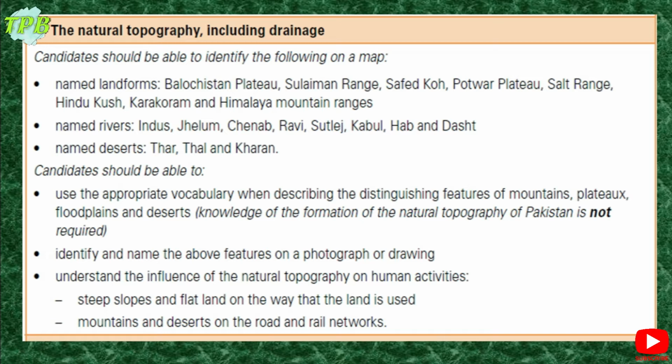So, when you are learning the cross-section of the Doabs, you might find meandering is also included in some books, but you don't have to learn how meandering takes place. Identify and name the above features on a photograph or drawing. Understand the influence of the natural topography on human activities. Steep slopes and flat land affect the way that the land is used. Mountains and deserts, the road and railway network are all interlinked with the natural topography of Pakistan. There are only 3 latitudes and 3 longitudes included in the syllabus, which are clearly identified by Cambridge University.